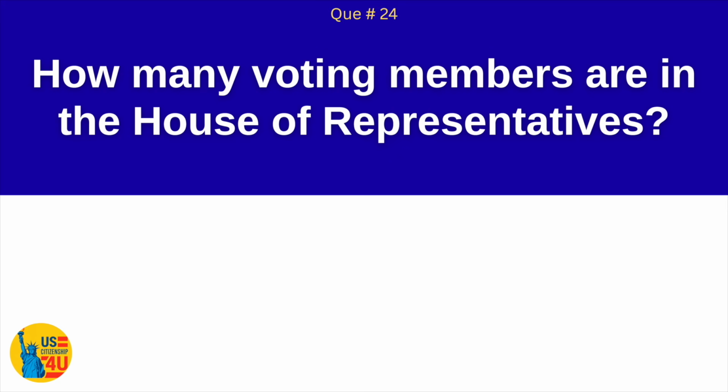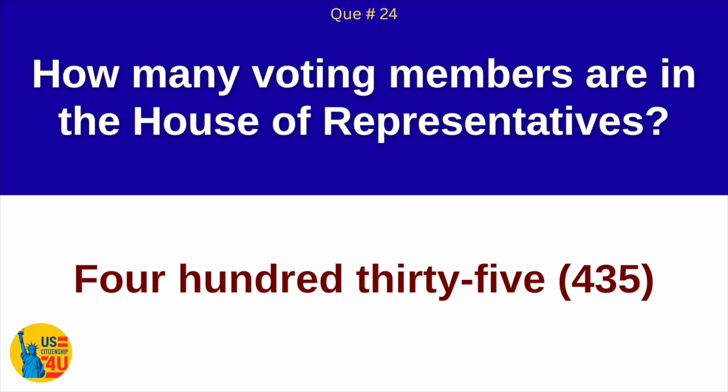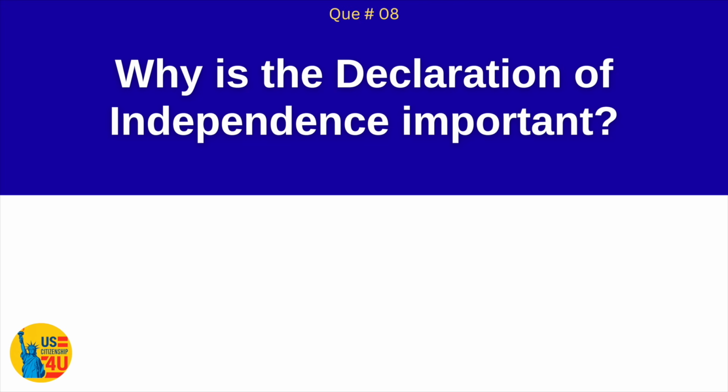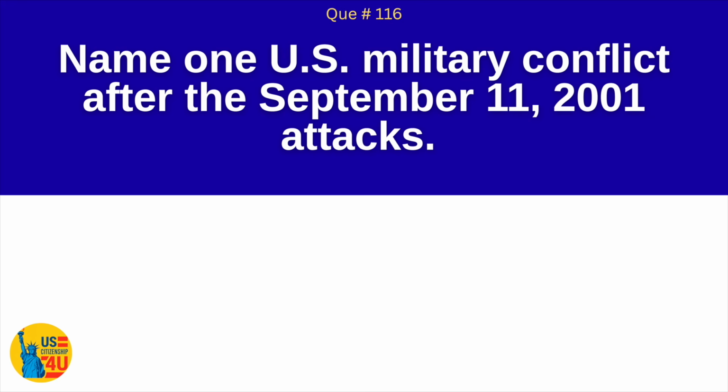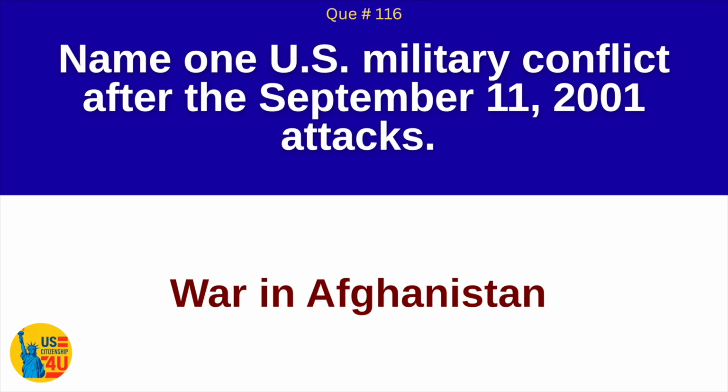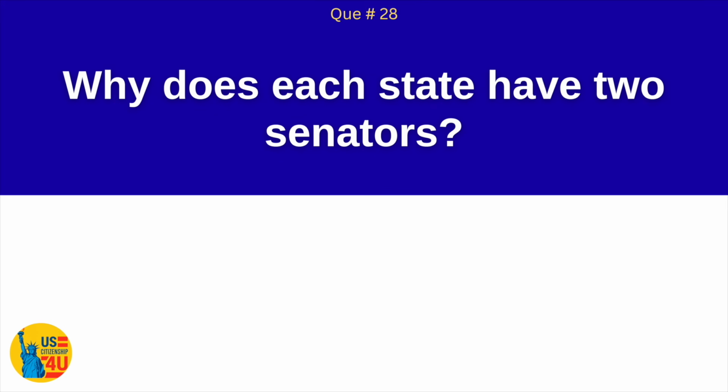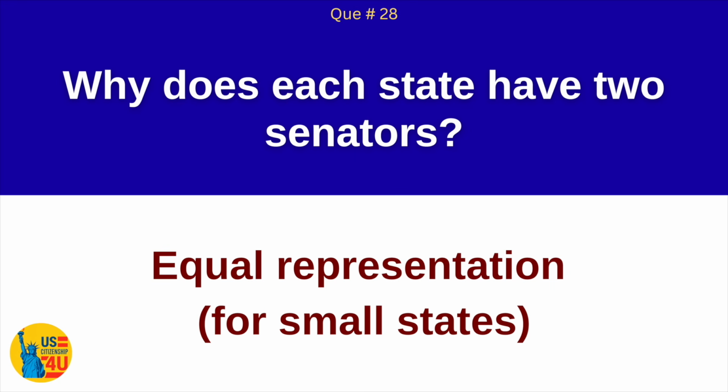How many voting members are in the House of Representatives? 435. Why is the Declaration of Independence important? It says America is free from British control. Name one U.S. military conflict after the September 11, 2001 attacks. War in Afghanistan. Why does each state have 2 senators? Equal representation for small states.